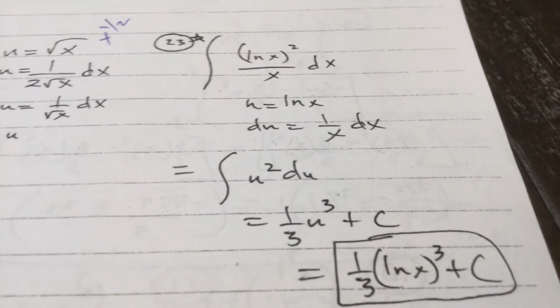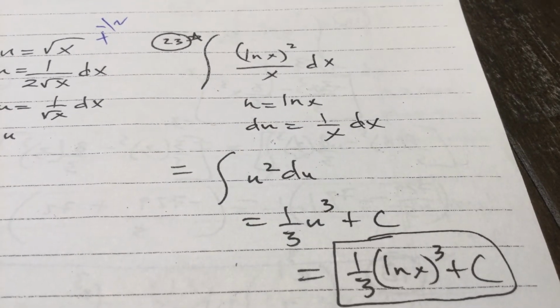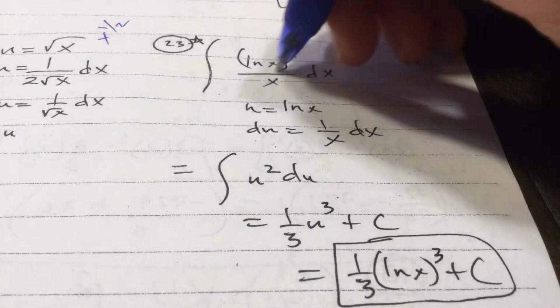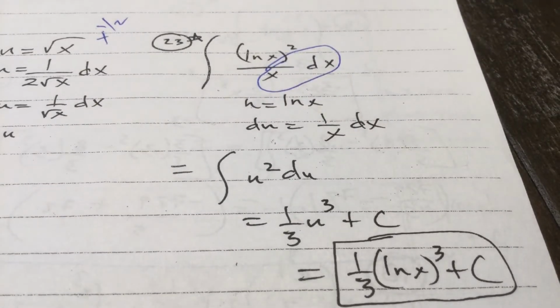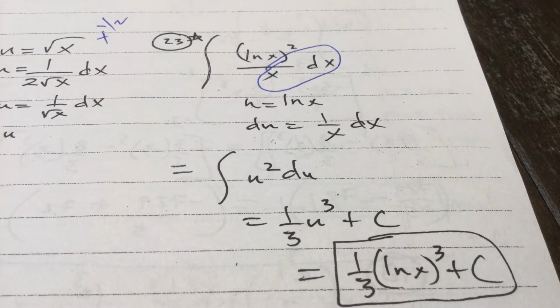Number 23, use substitution. u is natural log x. du would be exactly that. So this is pretty nice. You have u squared du. 1/3 u to the third plus c, no bounds. Plug natural log x in for u.